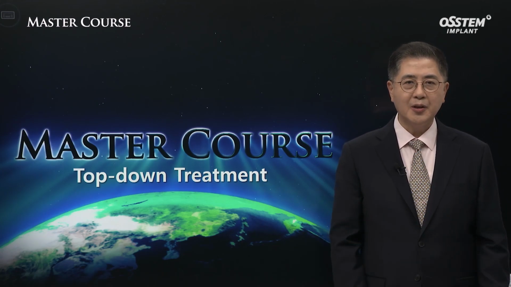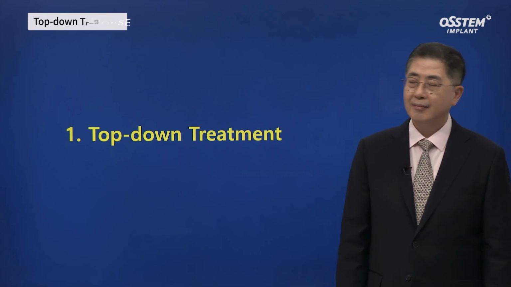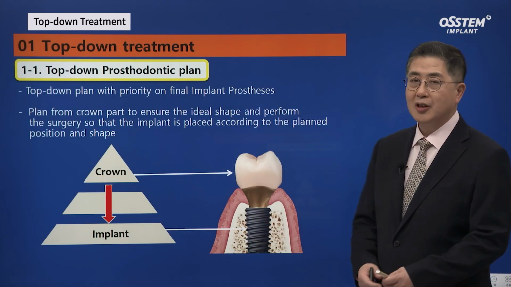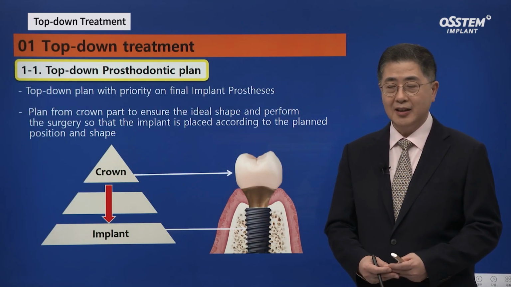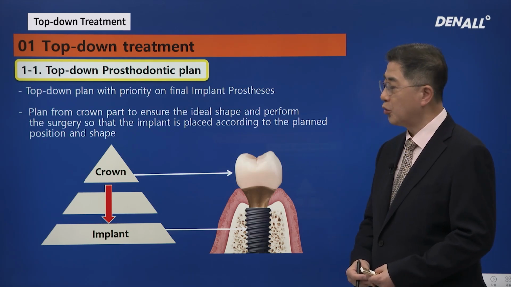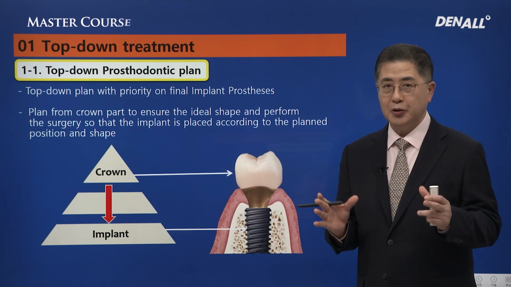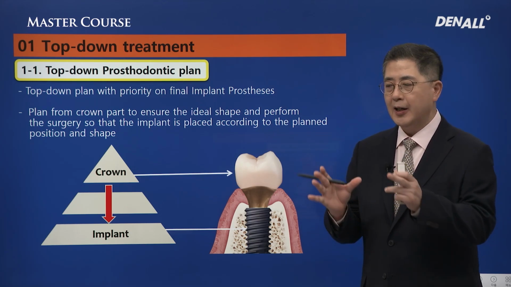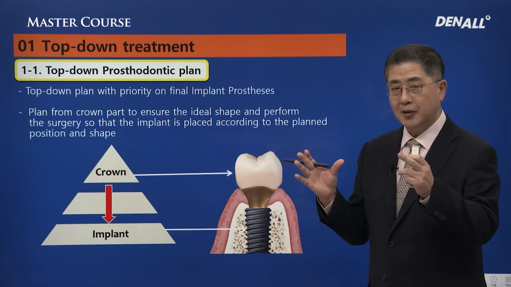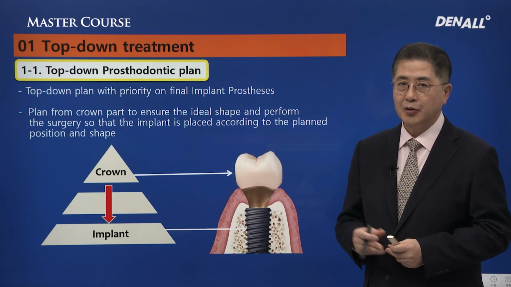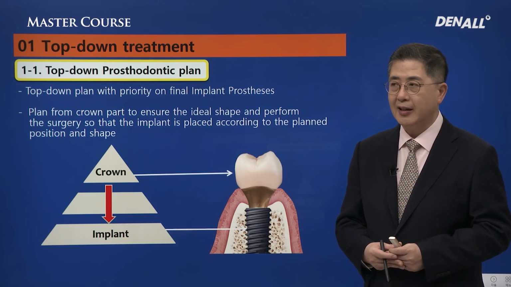Today I'd like to discuss the top-down approach as part of our master course. We always talk about how important top-down treatment is. Then what is the top-down concept? The top-down concept is to plan from the crown part to ensure the ideal shape and perform the surgery so that the implant is placed according to the planned position and shape.